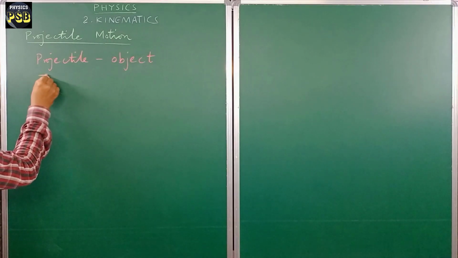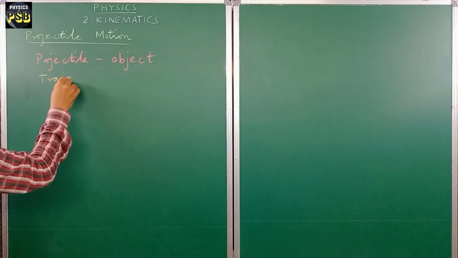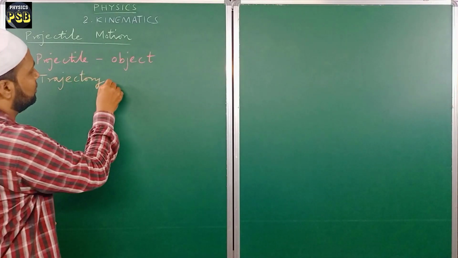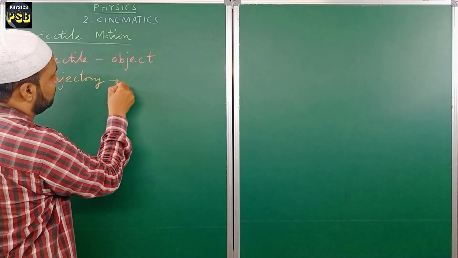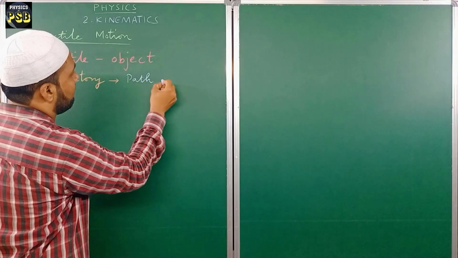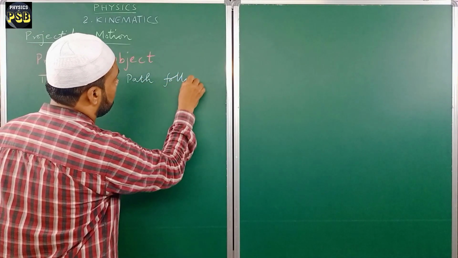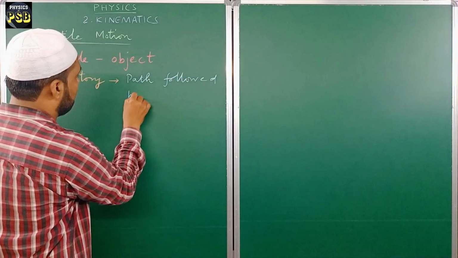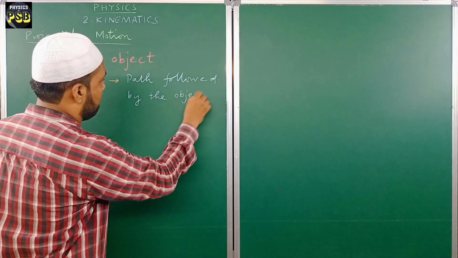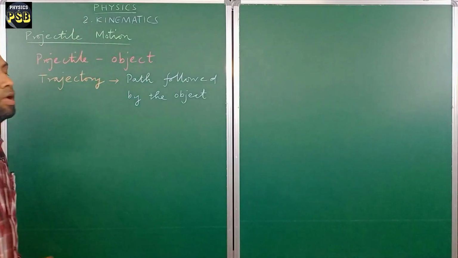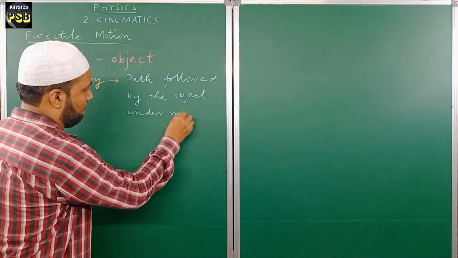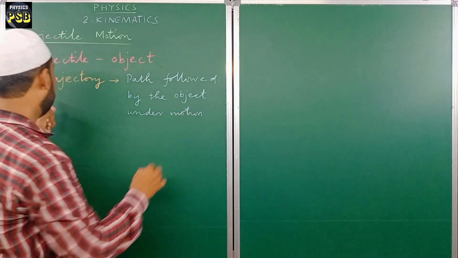What do you call that? Here the path followed by the object is referred to as trajectory. The path followed by the object under motion. This is nothing but trajectory.